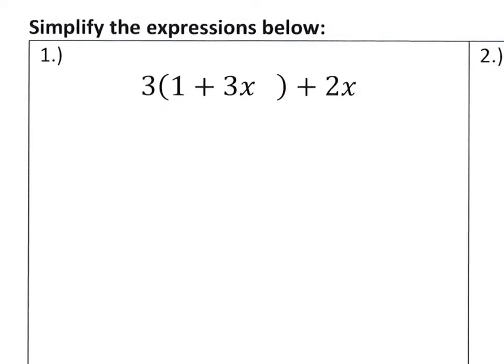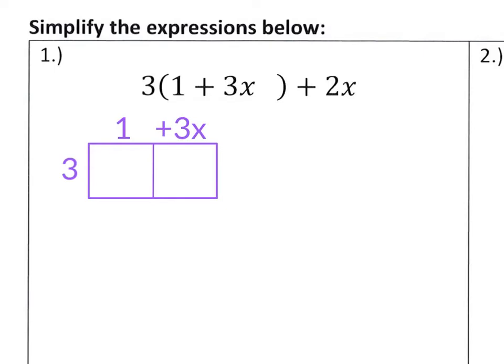I need to set up an area model. So I need to multiply the 3, so that goes on the side, that's the monomial, and then times 1 plus 3x. So that's going to go on the top. To fill in my area model here, I'm going to multiply 3 times the 1 to get 3, and then the 3 times 3x to give me 9x.